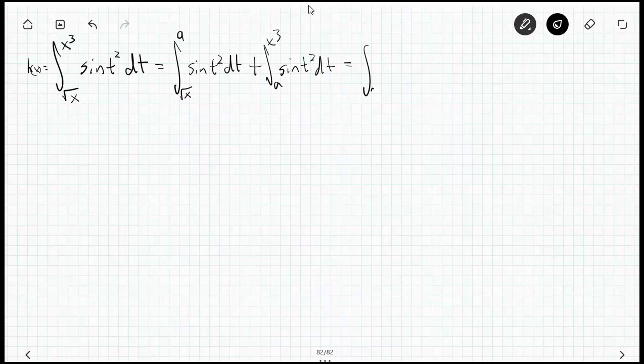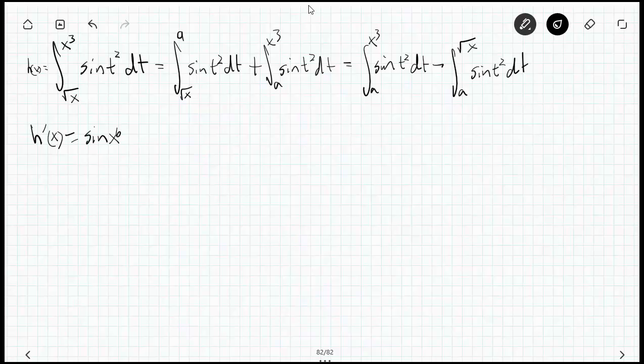So this becomes the integral from a to x cubed of sine of t squared dt minus the integral from a to root x of sine of t squared dt. And now I just apply the fundamental theorem of calculus twice and I'm done. Right here, do what we did before. The derivative of this is going to be sine of x to the 6th times 3x squared minus, now I deal with it, that took care of this guy.